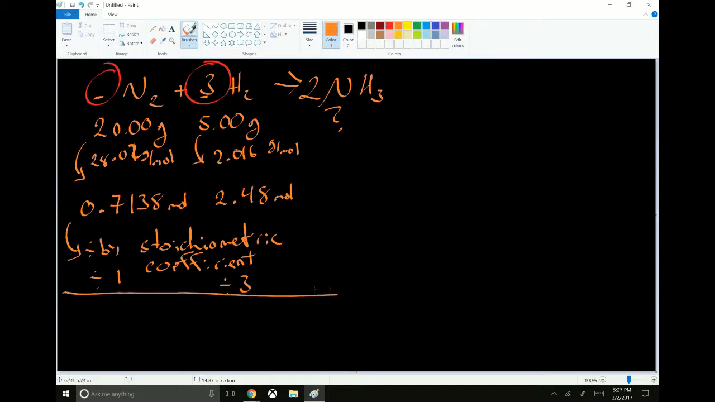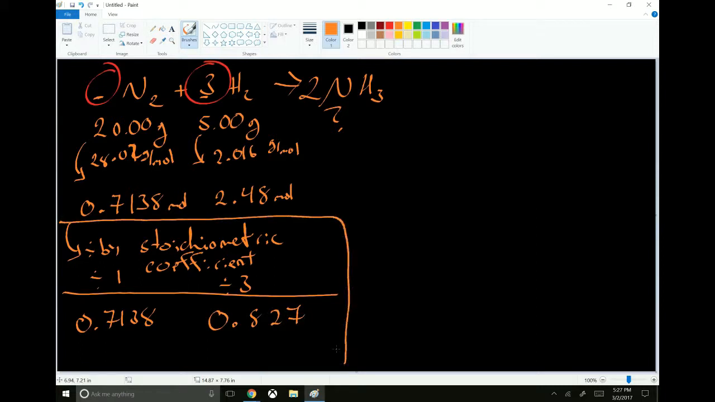And essentially what you're getting here is how many times the reaction as a whole can proceed. You're just finding a relationship between the quantity and the reaction. Okay. So once you do that division, you get 0.7138 for nitrogen and 0.827 for hydrogen. This number down here, it's a mathematical calculation whose only real purpose is to give us the limiting reagent.